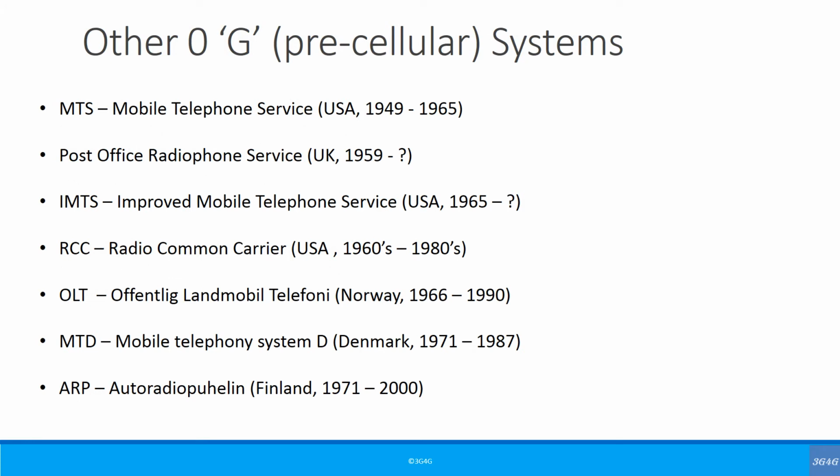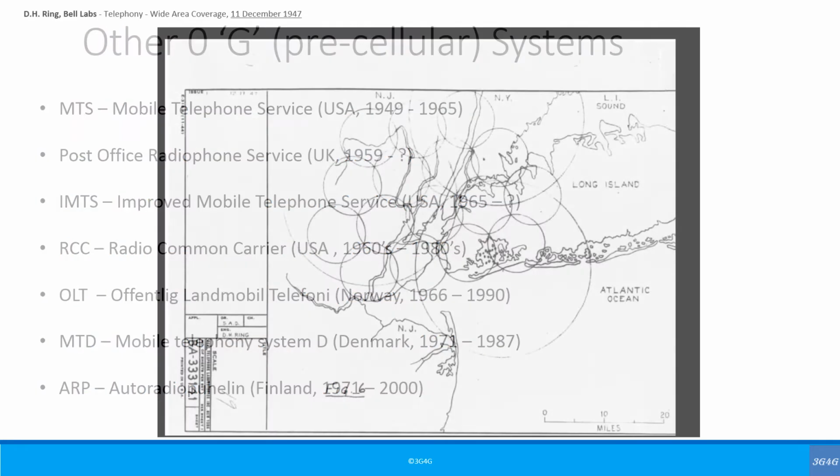There were other pre-cellular systems. The one which we talked about was the one in the US, the MTS. In the UK, there was the Post Office Radio Phone Service. Again, as I said, there was IMTS. There was another service in the USA which was competing with MTS and IMTS. There was a system in Norway, OLT, one system in Denmark, and ARP in Finland.